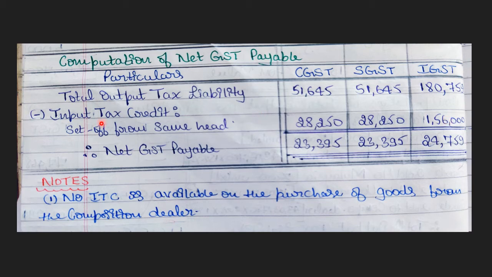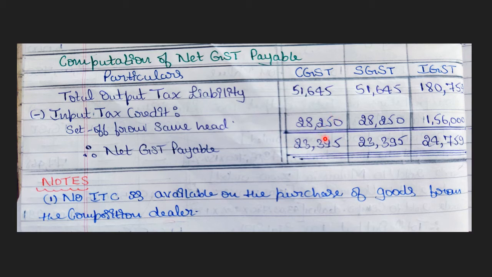So first what we have to do is set off from the same head. Each tax liability must be set off from the same head of input tax credit. So that we have done here, 28,250, 28,250 and 1,56,000. There we have utilized all the credit that is available in our calculation, that is 1,56,000 of IGST, 28,250 of SGST and CGST respectively. So we have already utilized that. So no more credit is available to Shreya.